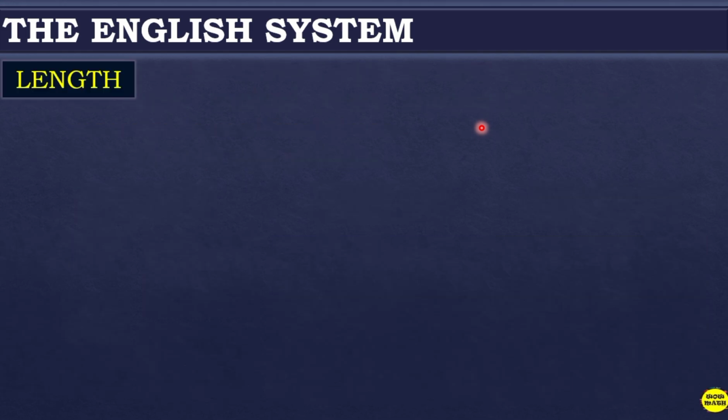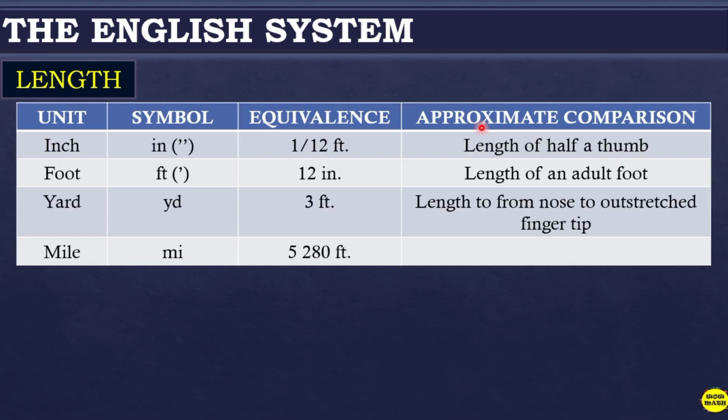Okay. So, let's have first the conversion for length. So, dapat alam natin yung table of equivalents kapag length ang pinag-uusapan sa English system. So, dito papasok ang inch, foot, yard, and mile. So, dapat we also have to familiarize ourselves with the symbols. Kasi there are cases na pag nagbigay ng examples, only the symbol.